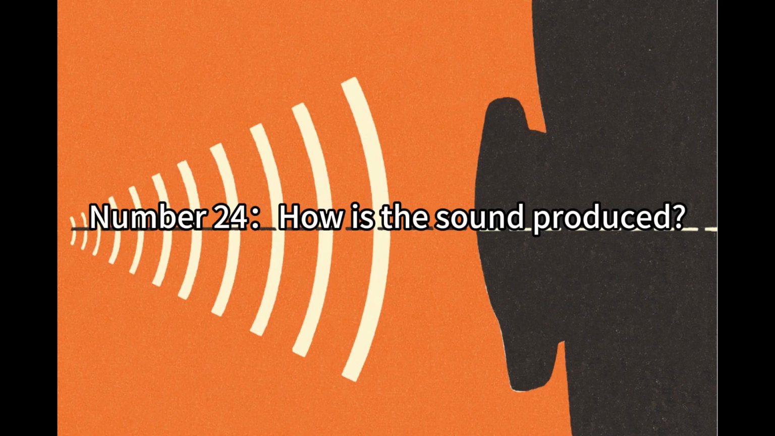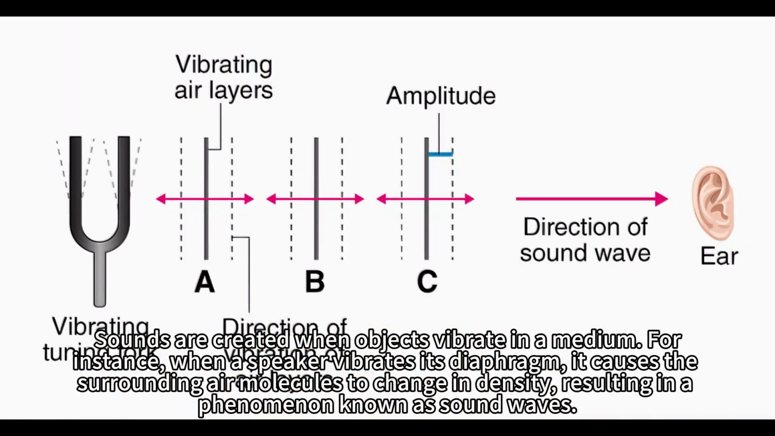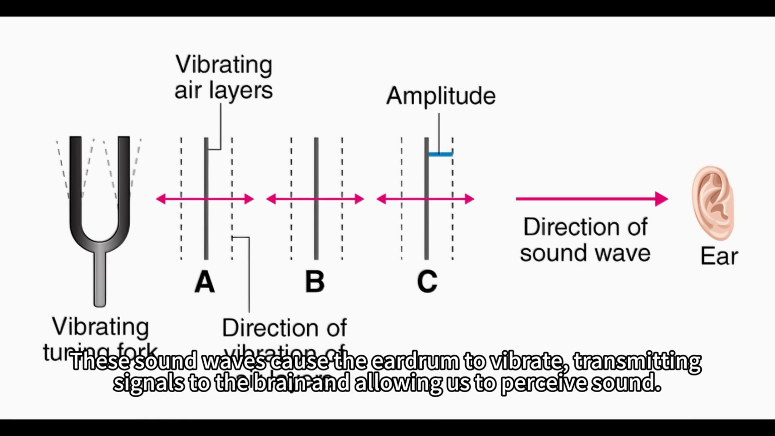Number 24. How is sound produced? Sounds are created when objects vibrate in a medium. For instance, when a speaker vibrates its diaphragm, it causes the surrounding air molecules to change in density, resulting in a phenomenon known as sound waves. These sound waves cause the eardrum to vibrate, transmitting signals to the brain and allowing us to perceive sound.